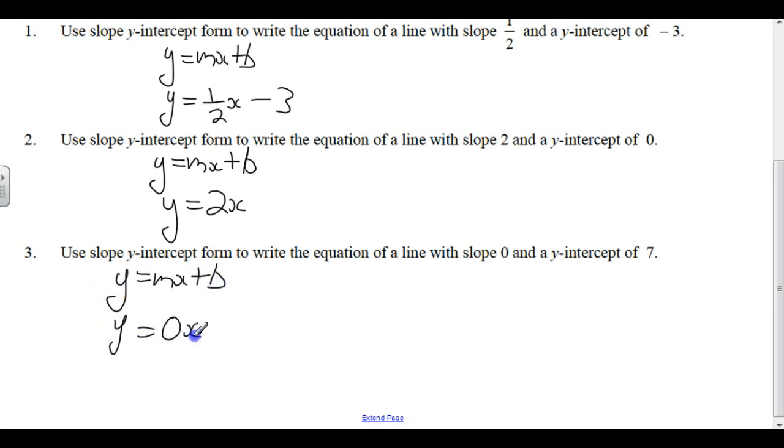Y equals slope of 0. So we would just write y equals 7, and we know what that looks like, right? That's just a horizontal line.